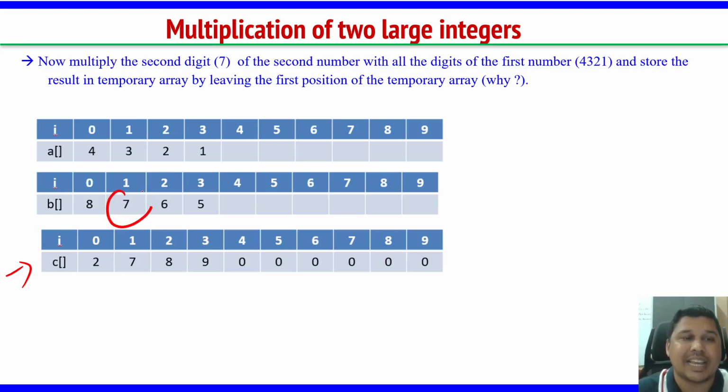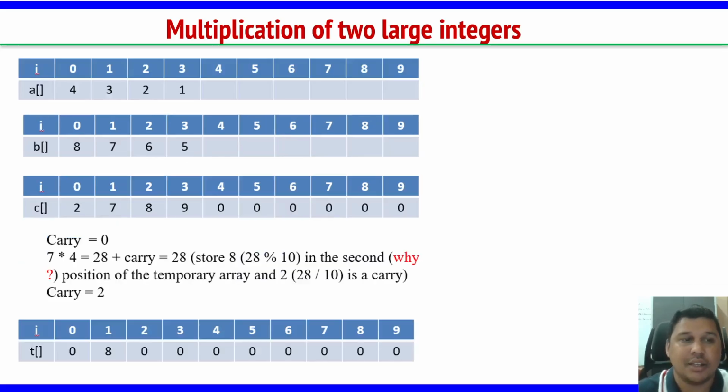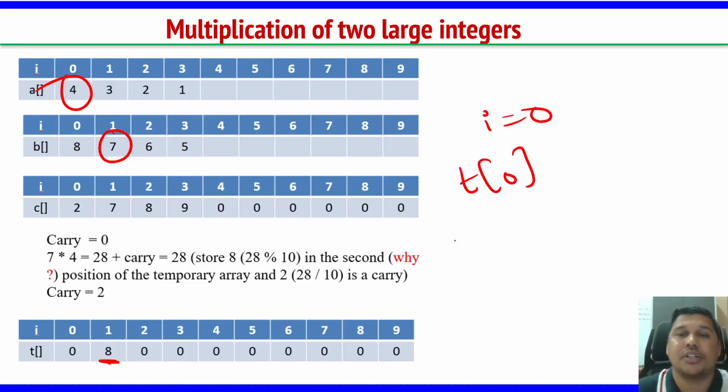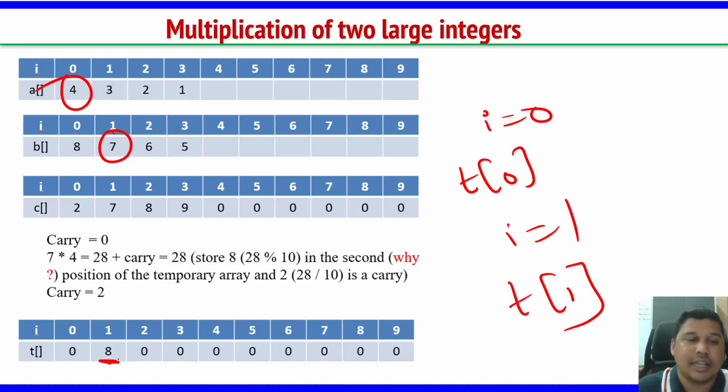Now, you take 7, multiply 7 with 4. So 7 times 4 is 28. See, this time I am filling from the next location. When i was 0, I filled t of 0 first. When i became 1, I am filling from t of 1. See, I am filling from here. This one I have to leave as 0.